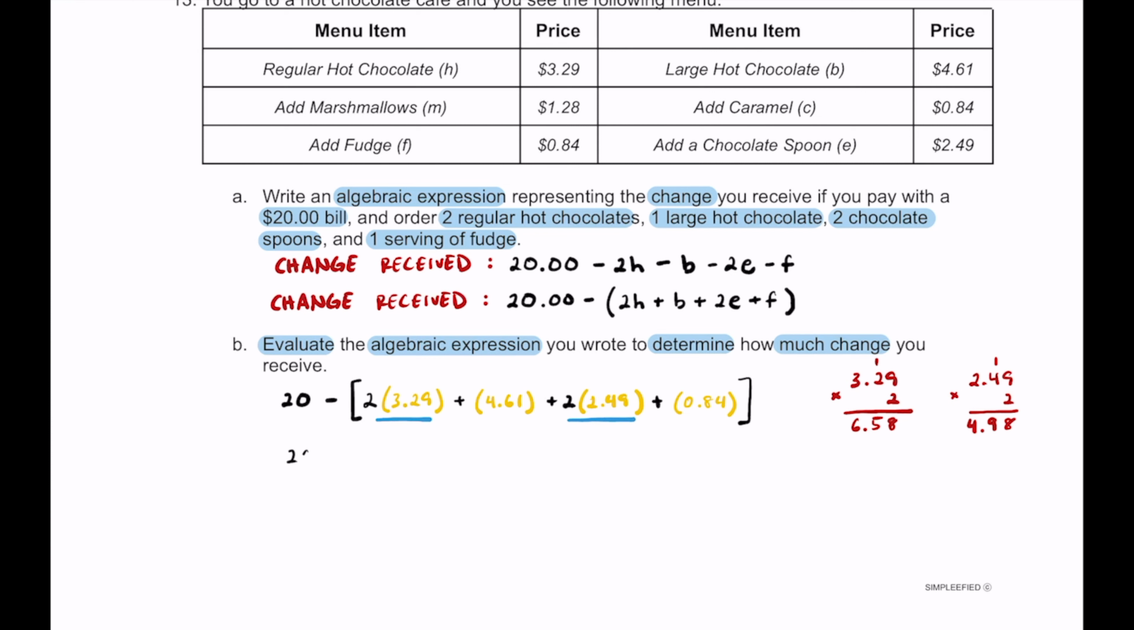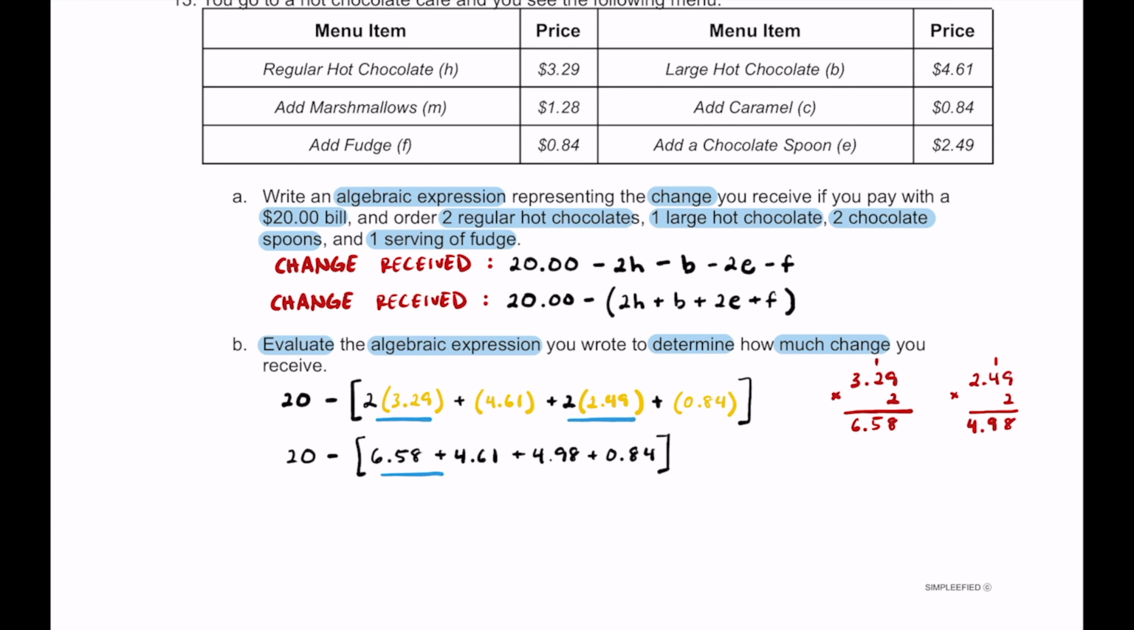So we have $20 minus, and it looks like inside here we got $6.58 plus this $4.61, plus we found out this is going to be $4.98 plus the 84 cents for the fudge at the end. So this is everything that we are buying.